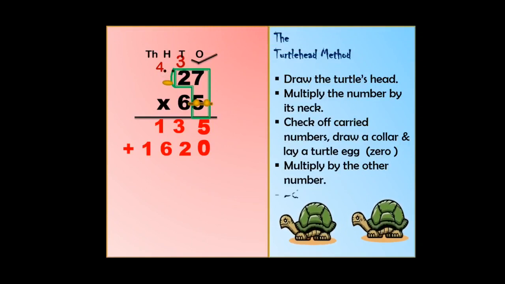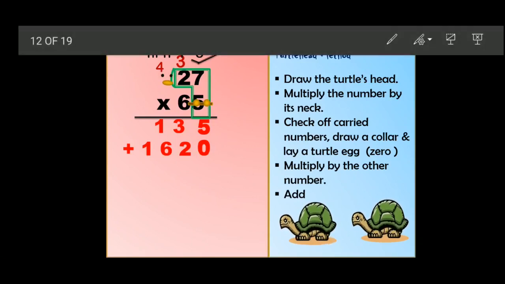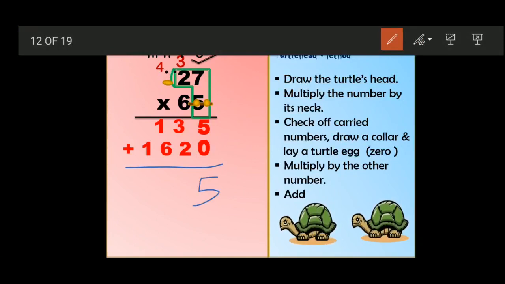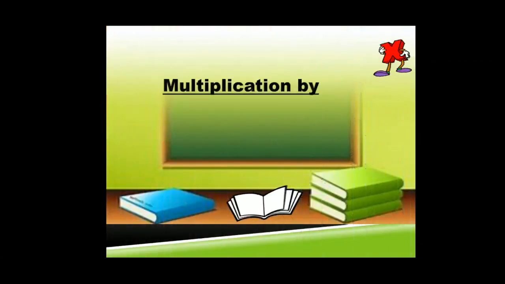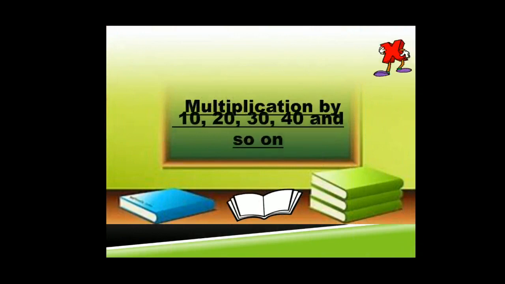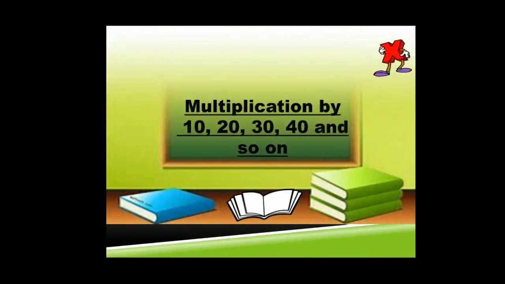And the next method is to add the products. So we will be adding both the products. So when we add both the products, let's see what we get. 5 plus 0 is 5, 3 plus 2 is 5, 1 plus 6 is 7, and here 1. So here we are with the answer. Let's check the answer. Now we're doing multiplication by 10, 20, 30, 40 and so on.